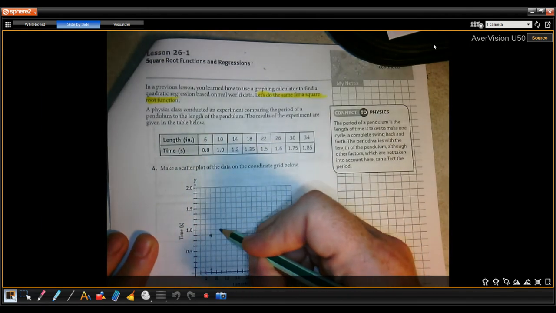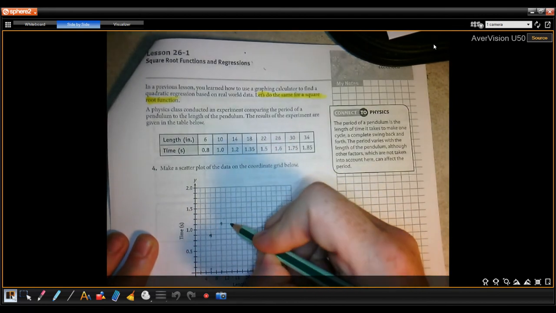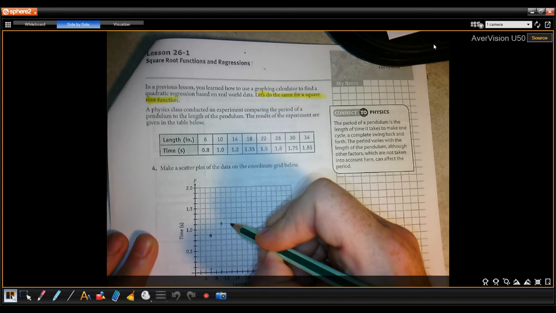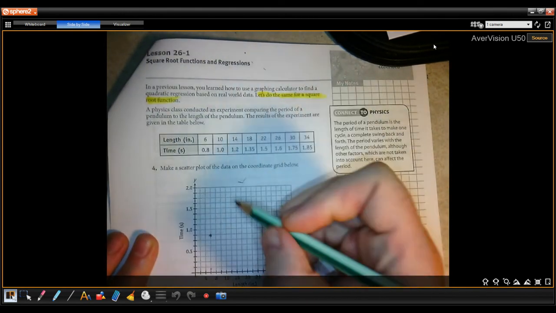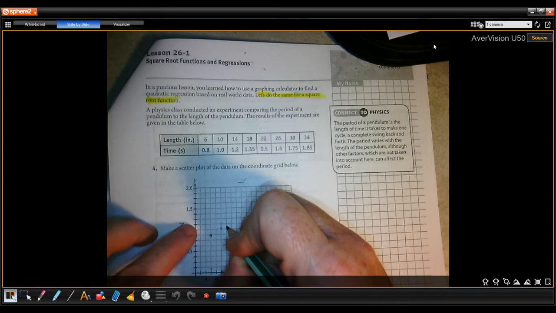10. 1. 14. That one is too high. 2, it's like 2, 3, 4, 1, 2, 3.